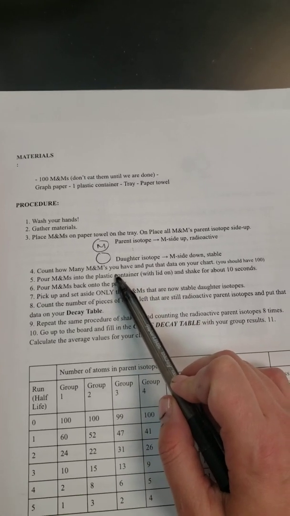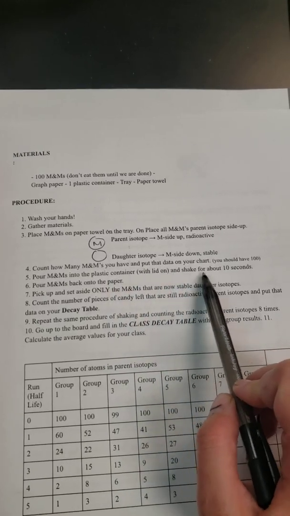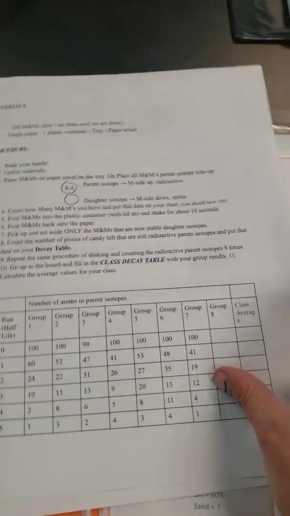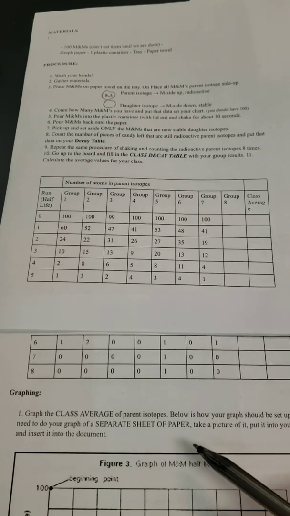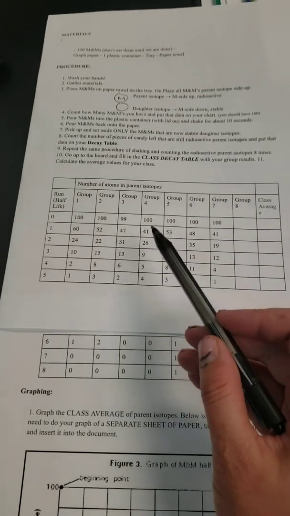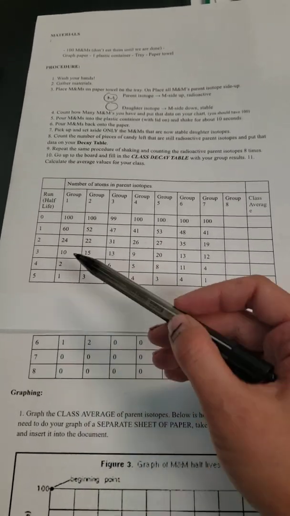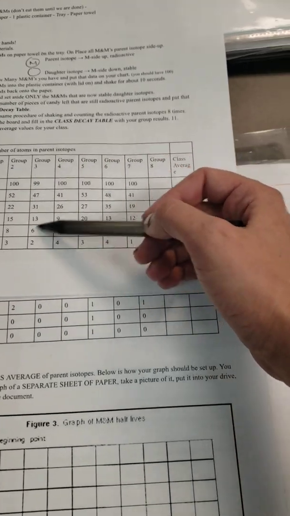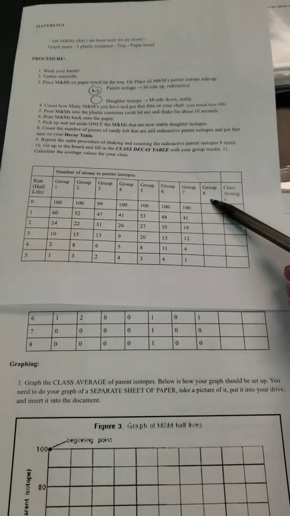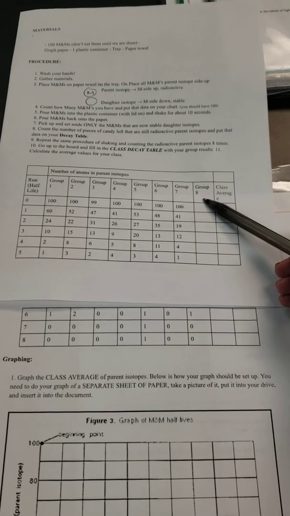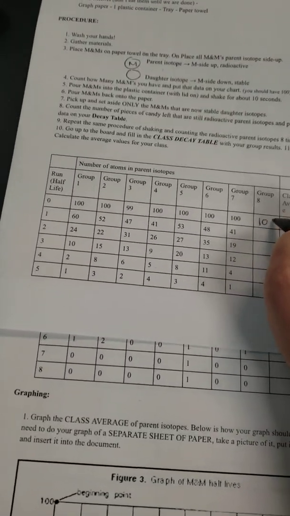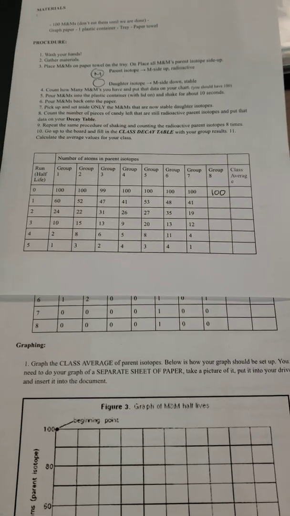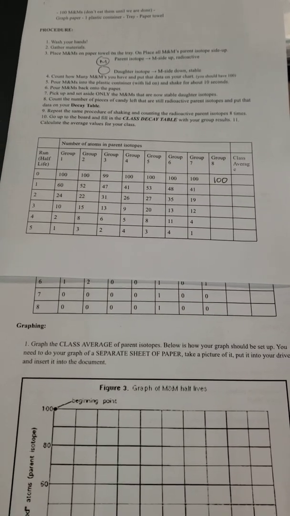It says count how many M&Ms you have and put that in the data chart. Down here, I have a data table. You can see that they're not connected. They're on separate pages, but I have a data table, and I put in data from last year. This was group 1, group 2, and I left group 8 blank. We are going to be group 8. So I'm starting with 100 M&Ms. You need to write that in as well.